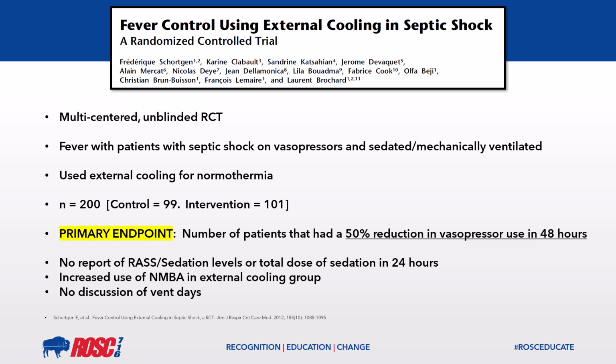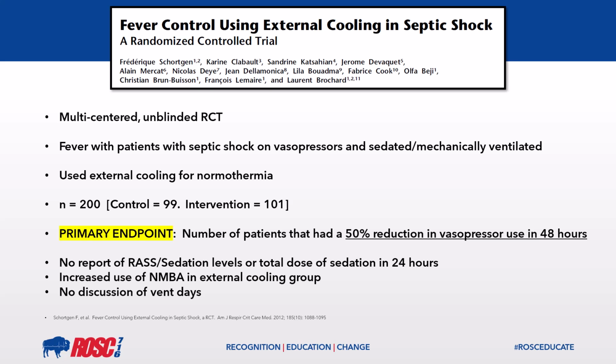It included septic shock patients on vasopressors, sedated, mechanically ventilated, and with a fever. They used external cooling for normothermia. They define these devices as either auto-cooling blankets, ice-cold sheets, or ice packs. Sample size was 200 and the intervention group was 101. And this was a very sick population. If active cooling were to work, this is the population I think it would work in.